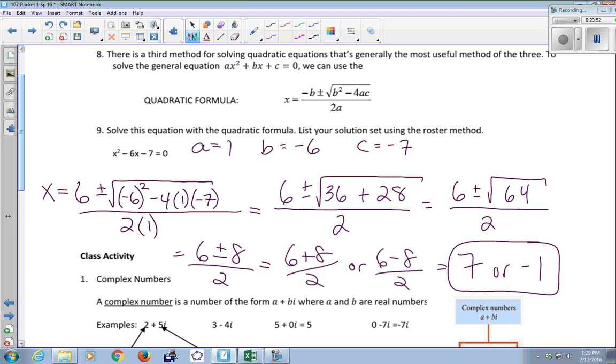Oh, sorry, you're right. The roster method means that the solution would look like you put them in curly brackets and then you list them with a comma. Doesn't work? What do you mean? You have to put them inside correctly in order for it to accept. Yeah, that was super annoying. Was that not fun? Yeah.